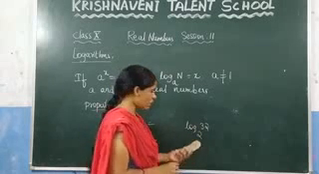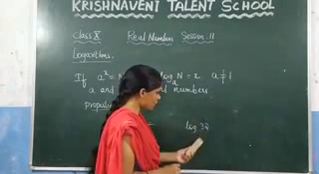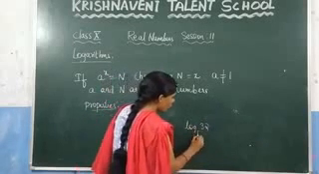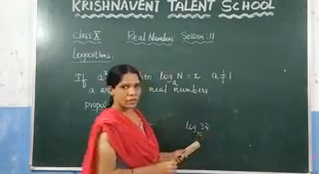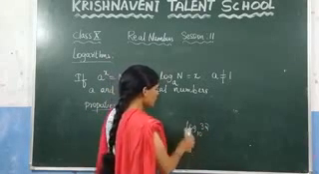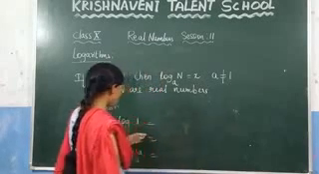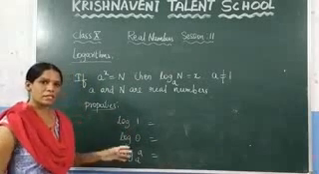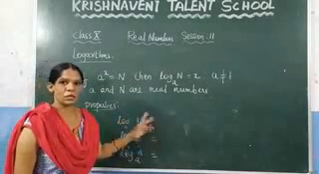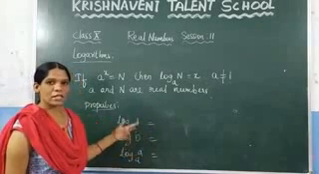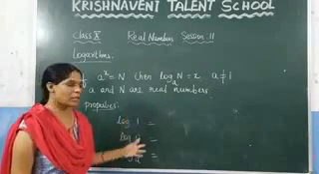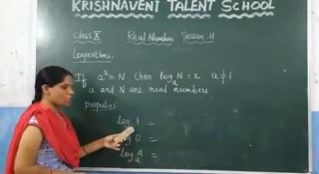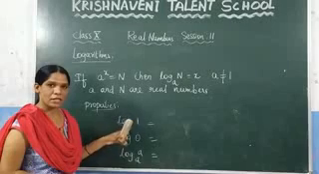If the base is not given, suppose you have log 32, then you have to take the base as 10. Remember, if the base is not given, you have to take the base as 10. This we call common logarithms. Natural logarithms also exist, but they are not in your syllabus.